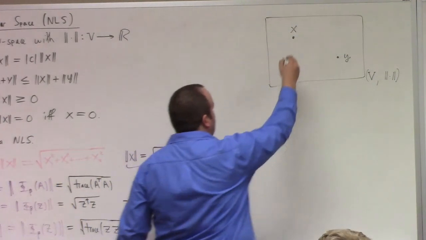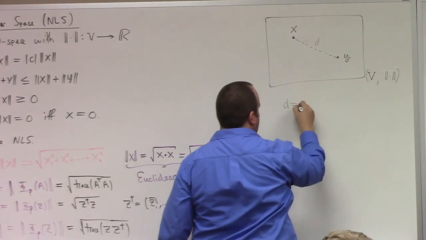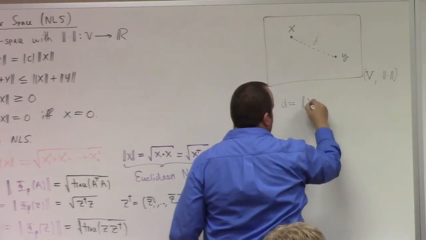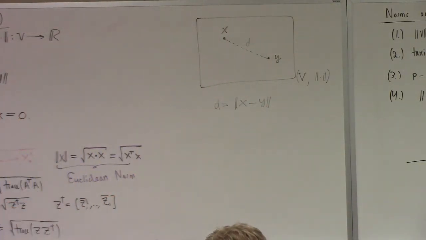So you say that this distance here is the norm of X minus Y. Does that make sense to you guys? I mean, that's certainly how we do it in Rn, right? Yeah, in the Euclidean case, that's the displacement vector that goes from X to Y.